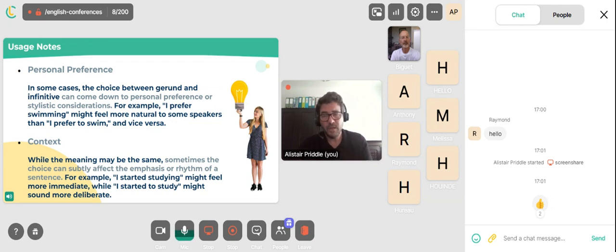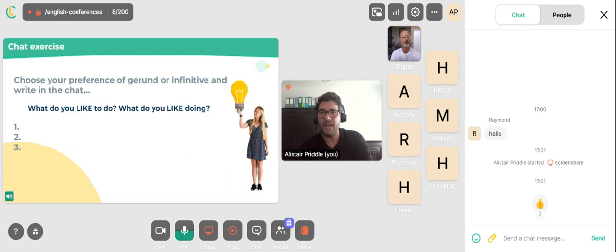Context. While the meaning may be the same, sometimes the choice can subtly affect the emphasis or rhythm of a sentence. For example, I started studying might feel more immediate, while I started to study might sound more deliberate. But really, the meaning is the same. So this really comes down to personal preference.